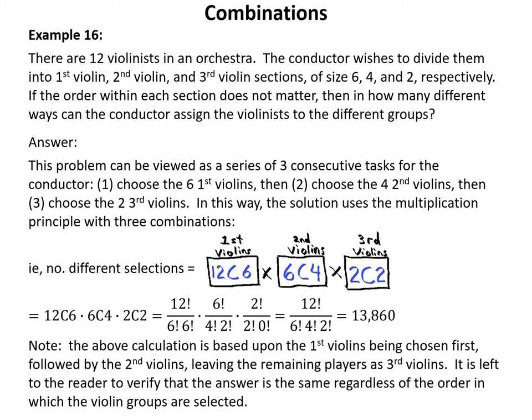So we can see that the number of ways of selecting the first violins would be 12 choose 6. Now for the second task, the conductor has to choose 4 violinists for the second violin group, but the conductor's already chosen 6 in the first step. So there's only 12 minus 6, which is 6. There's only 6 violinists left to choose from. So the calculation for the second box is 6 choose 4.